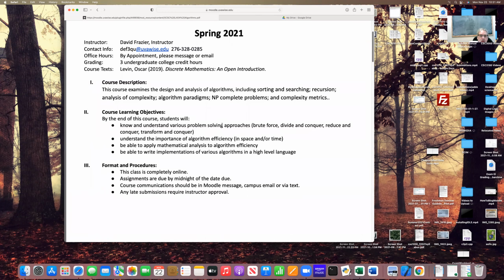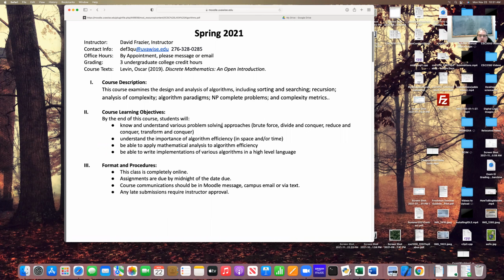Our learning objectives here are to know and understand the various problem-solving approaches. This is really the brunt of this course, whether it's brute force, divide and conquer, reduce and conquer, transform and conquer, all those kinds of things. We're also going to talk about the importance of the efficiency of our algorithms. Efficiency is typically in terms of time, how long they take to execute, but also in how much space, either in memory or in storage of some sort, that they take up.